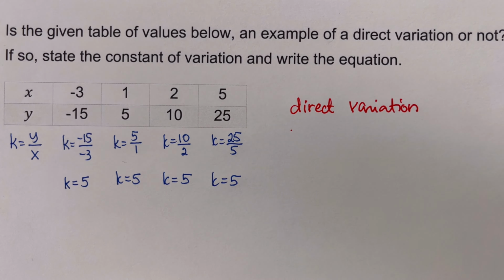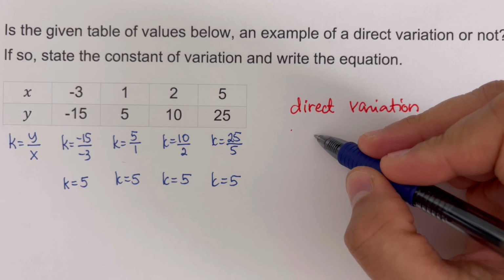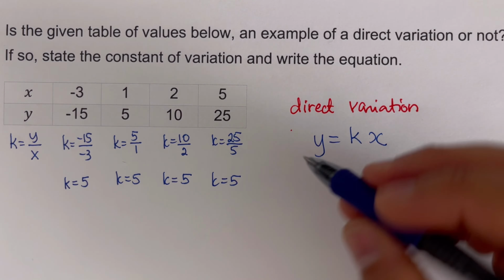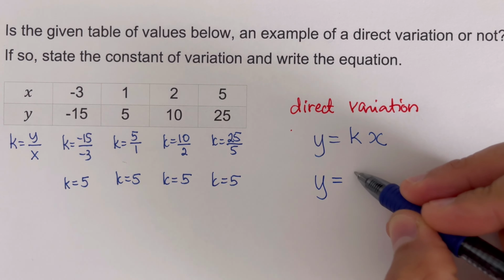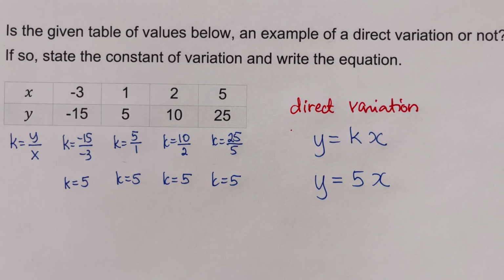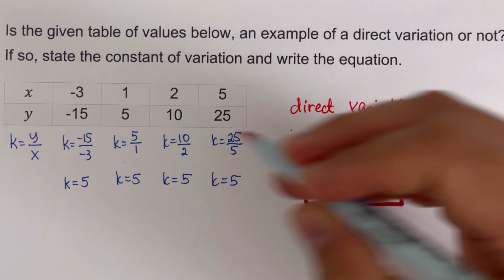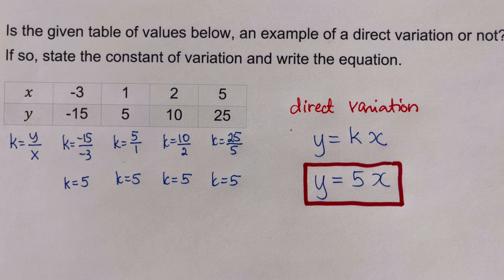Okay, since this is a direct variation, it follows the general equation y equals kx. We solved for k, which is 5. So then this is y equals 5x. So this is the equation for this table that we have up here. Did you get the same answers as this?